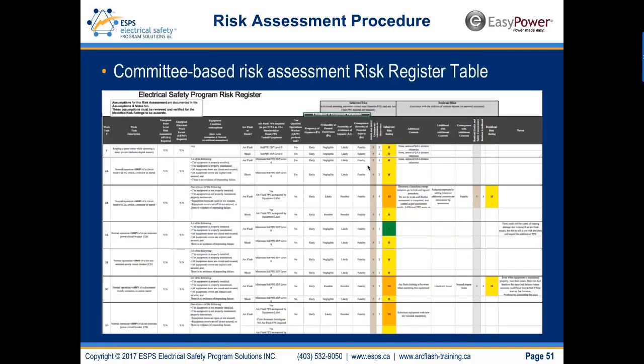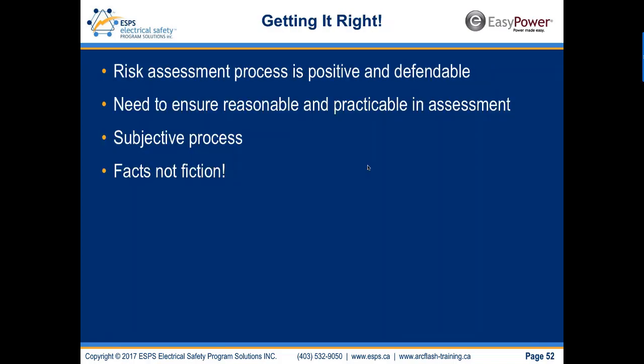This risk assessment can be done in committee. This is a spreadsheet where a committee sat down and did a very detailed and comprehensive risk assessment against the generic work task list in Table 4A or Table 137.15 CAA. So getting it right.